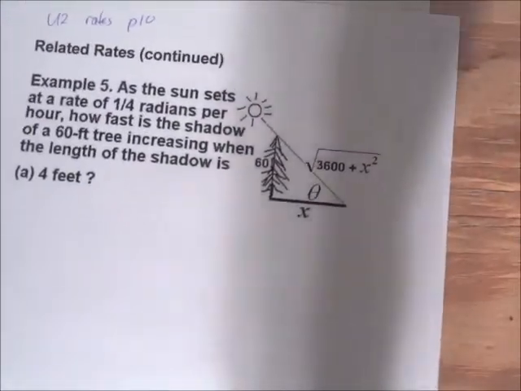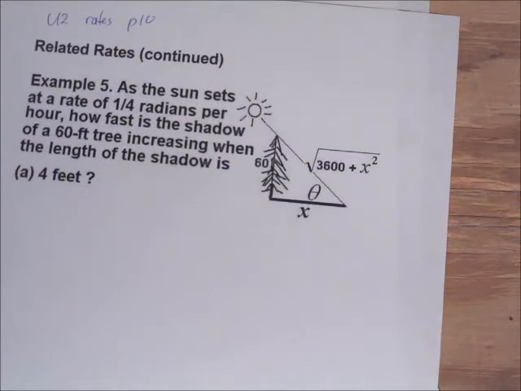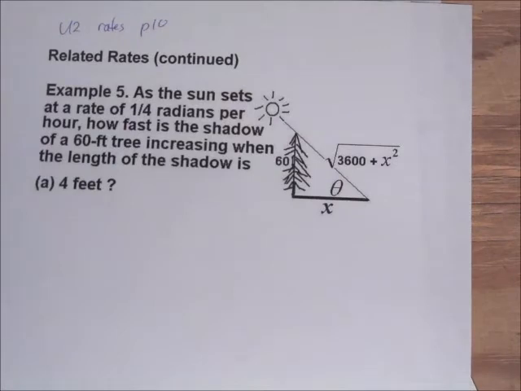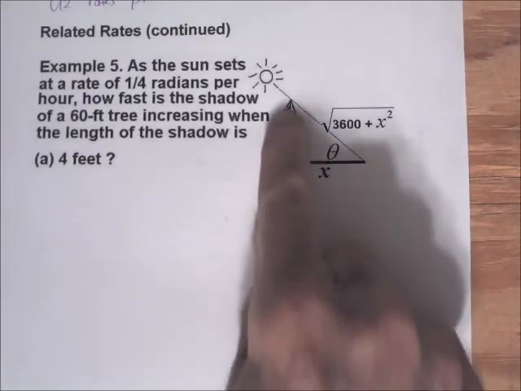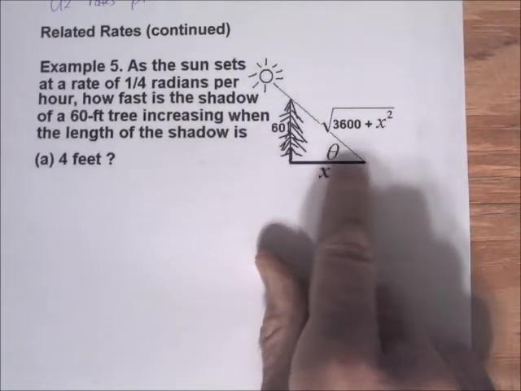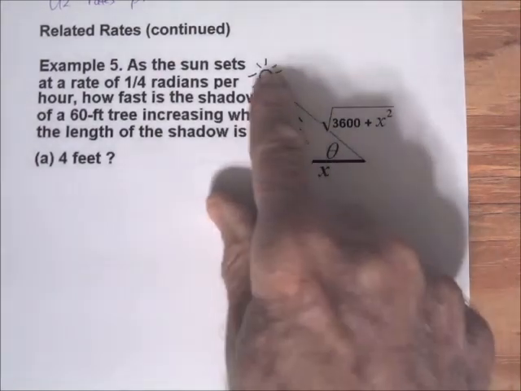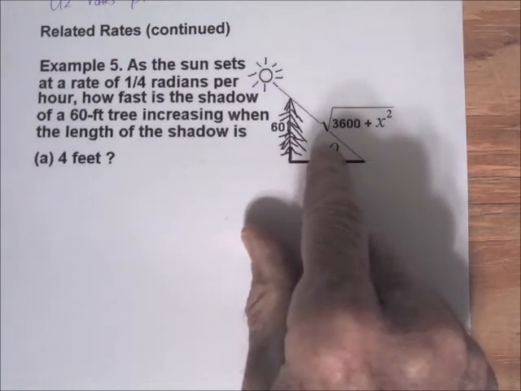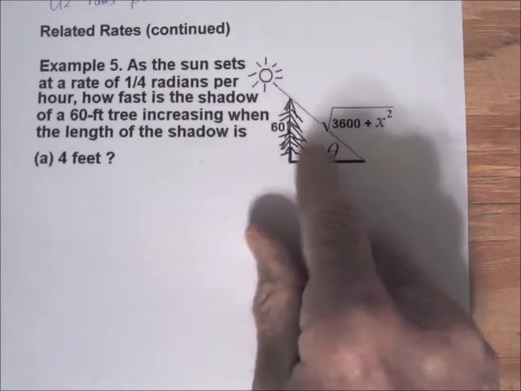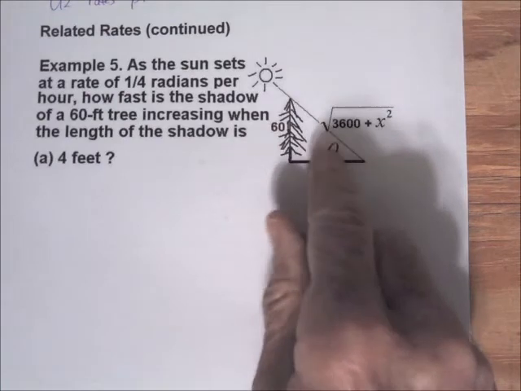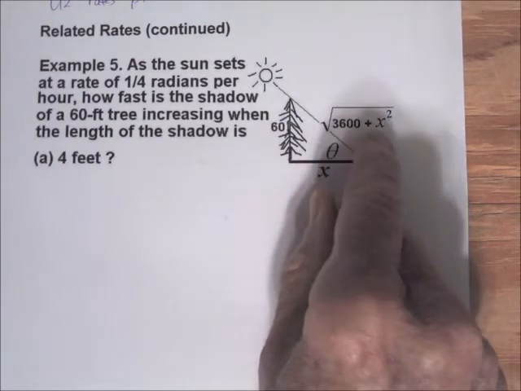The sun sets at a rate of 1/4 radians per hour. How fast is the shadow of a 60-foot tree increasing when the length of the shadow is 4 feet? So we have a picture here. Here's a tree 60 feet tall. X is the length of the shadow. Theta is the angle of the sun. It's the setting sun. And we can get the hypotenuse of this triangle by the square root of 60 squared plus x squared.